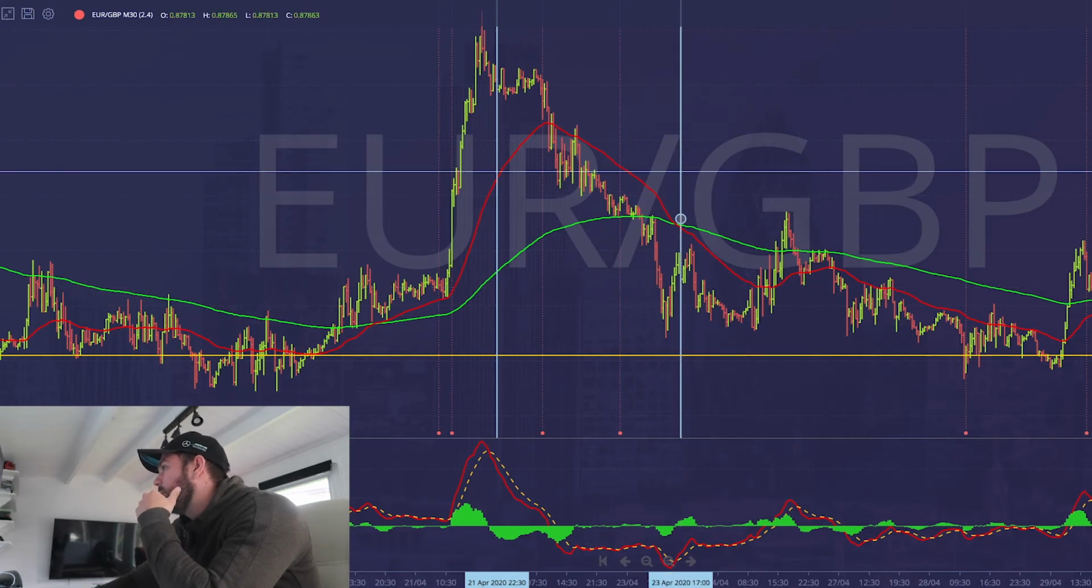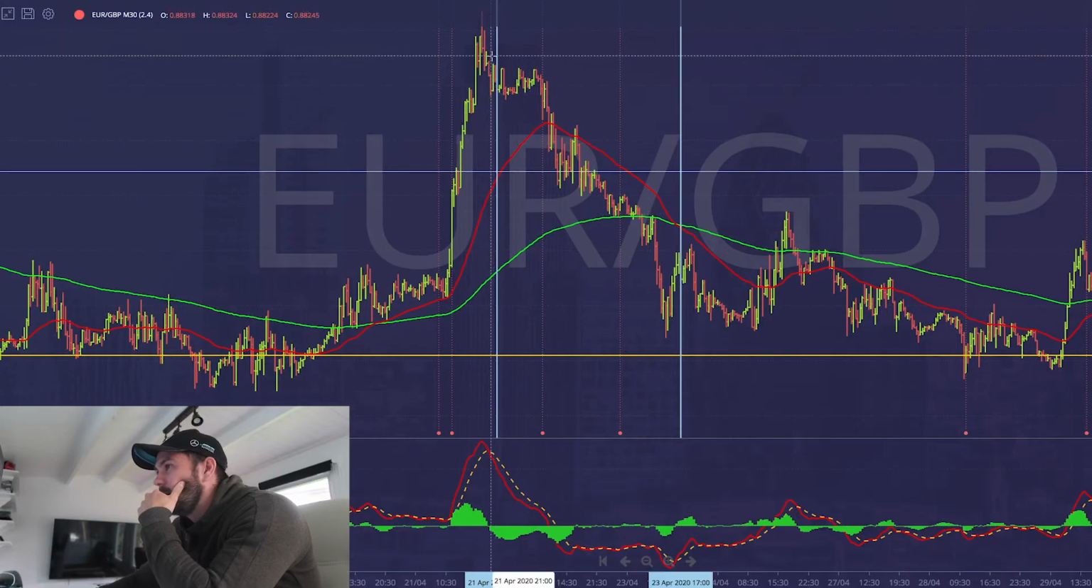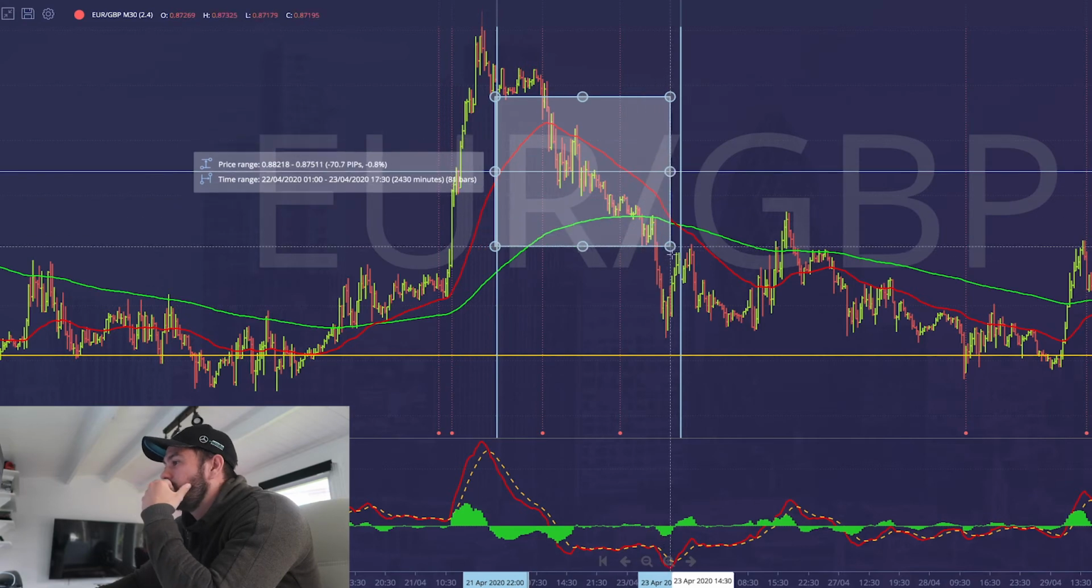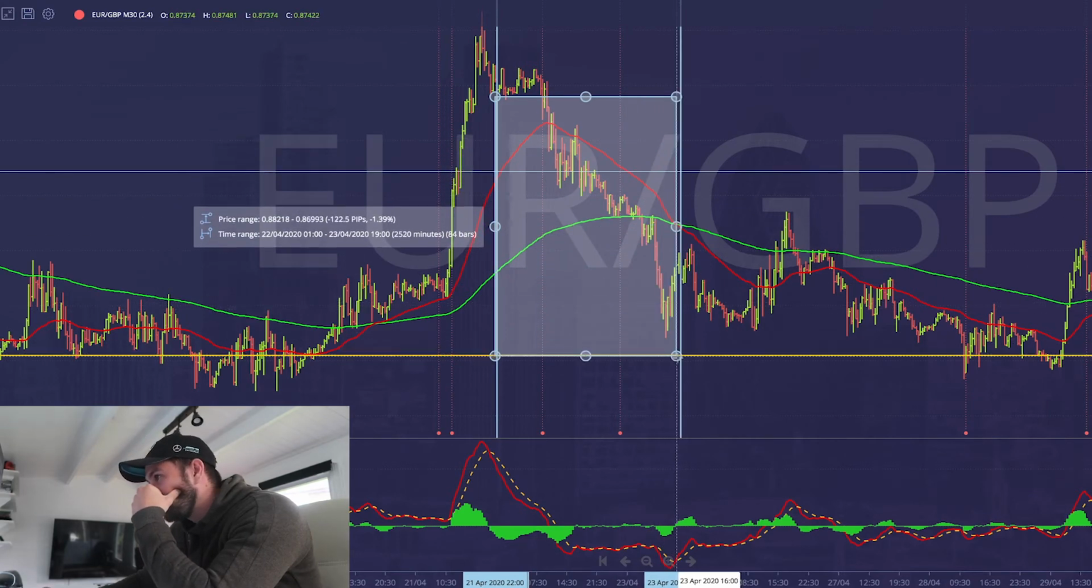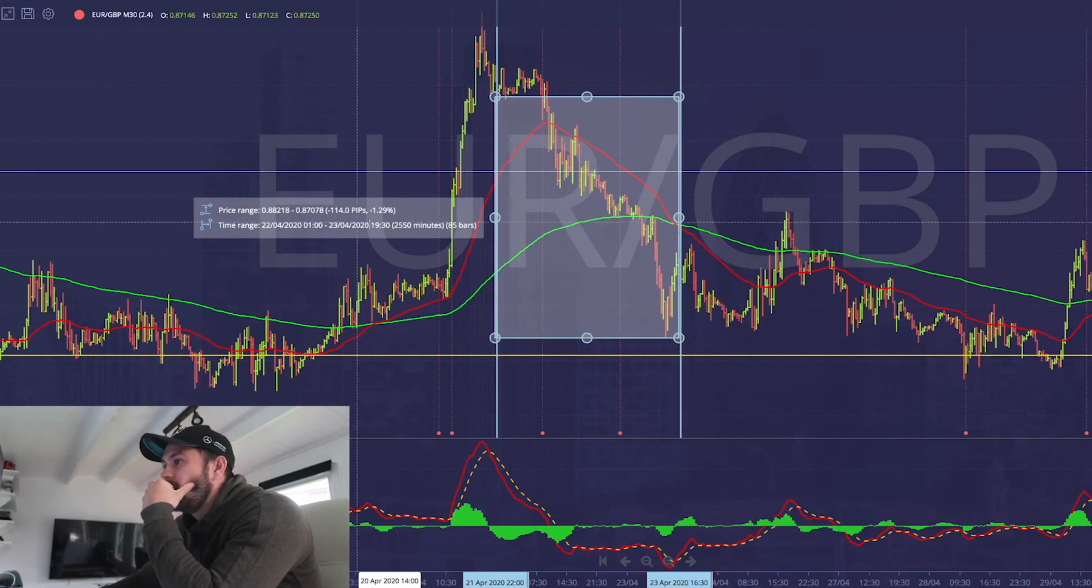So what pip move is this? Well, let's just measure it. Let's go and measure time and price. You probably would have entered, the entry on this would have been here, so you would have looked at the bar to the left, so my entry would have probably been here, just because I like to play it safe. I want to confirm the movement. And we're looking at 114 pips. 85 bars, so what's that?